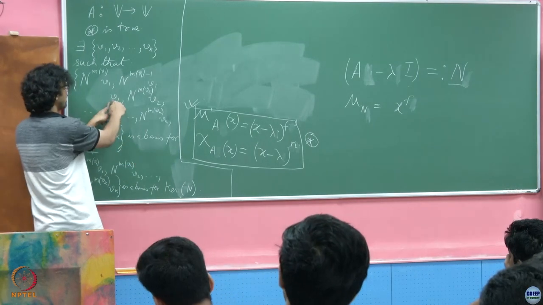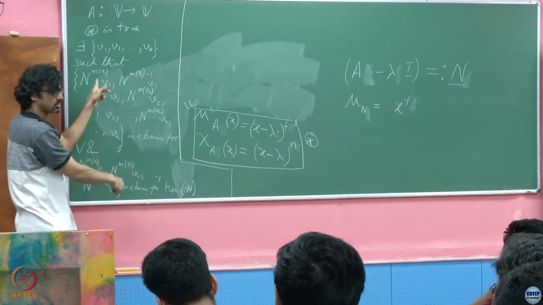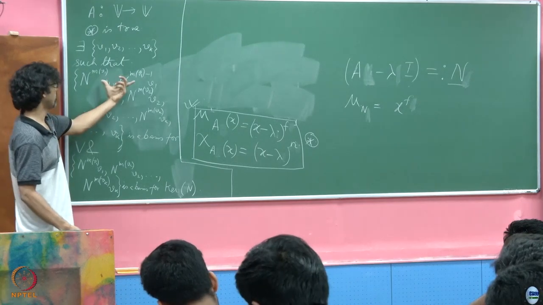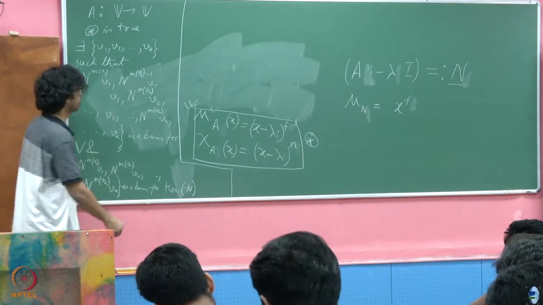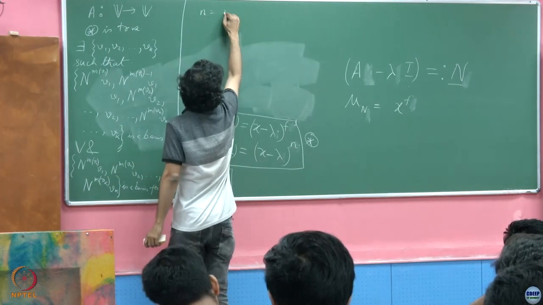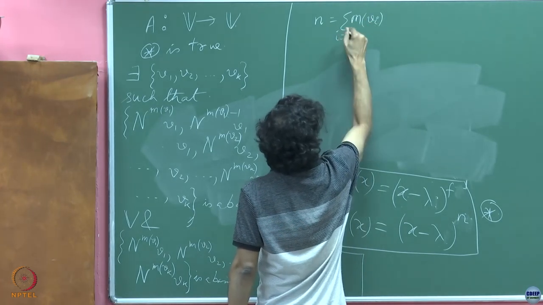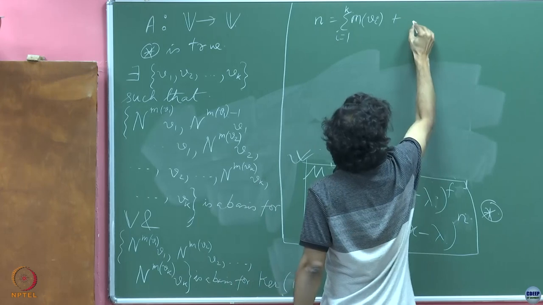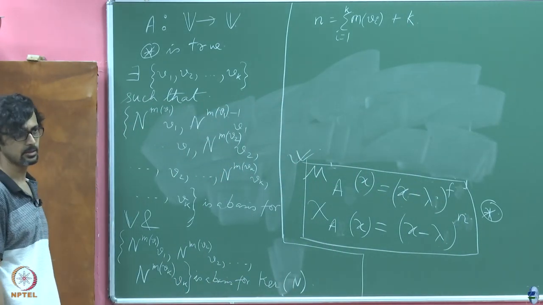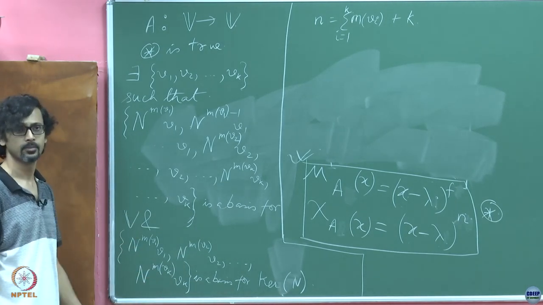Because it starts from the power n to the power 0. So there are k such n to the power zeros. So there are k vectors like v1 through vk. And then there are m_v1, m_v2, m_v3. So of course, from this, a simple calculation leads you to conclude that n is equal to summation m_vi, i equal to 1 through k, plus k. Right?